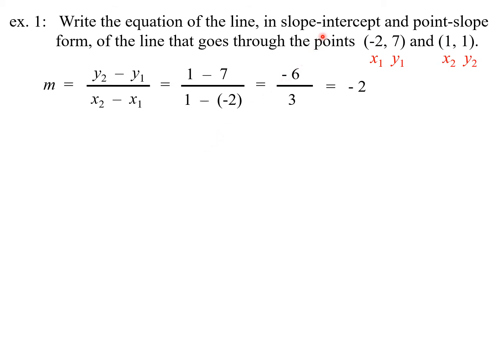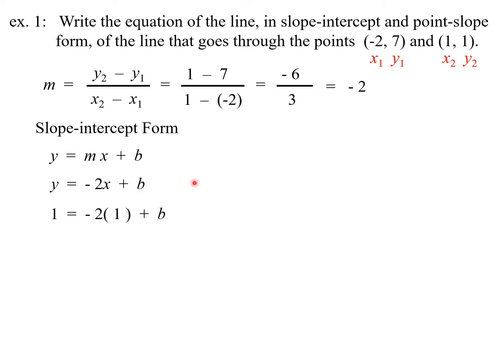In no particular order, let's do slope-intercept form first. The general equation is y equals mx plus b, and we know the slope is negative 2, so we can insert that here to get this. Now we need the y-intercept. We need the value of b. To do that, we're going to insert one of these points, and it doesn't really matter which one. So just choose one and enter the x and y into this equation.